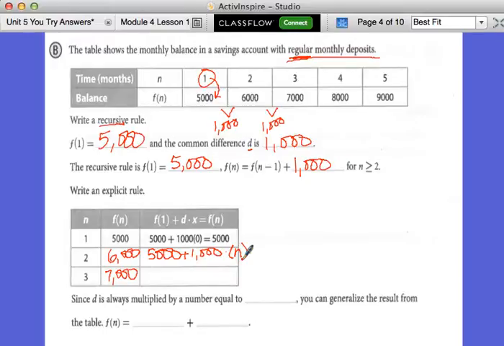Oops, not n, sorry. Times my f of n minus 1 times f of n. Oh my goodness, I can't talk today. Times my n minus 1.